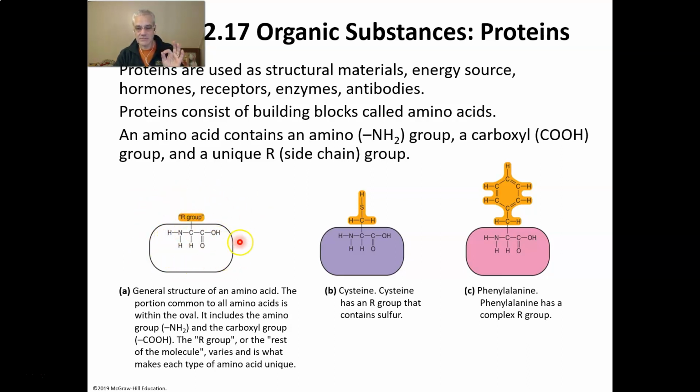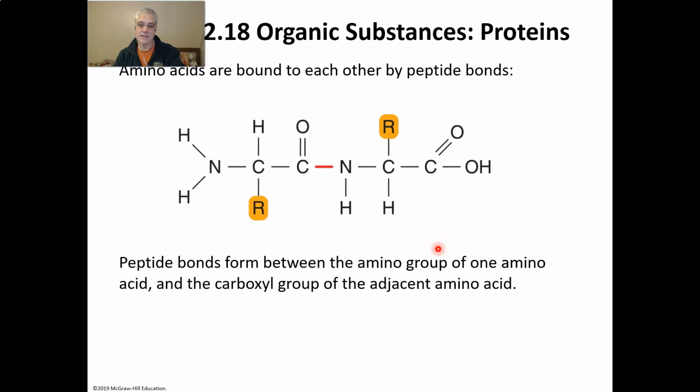If we put them together, well, this is a particular amino acid called cysteine. Here's another particular amino acid called phenylalanine. It doesn't matter what these side groups are. They're still amino acids. If we string them together, we create proteins. So amino acid is the monomer, the single individual unit. If we string them together, we create a protein. Or another word for it is a polypeptide.